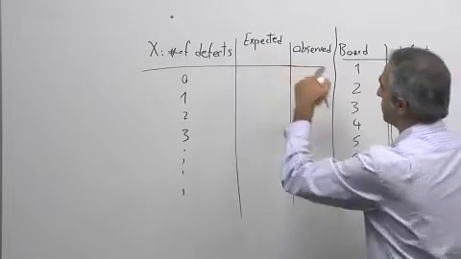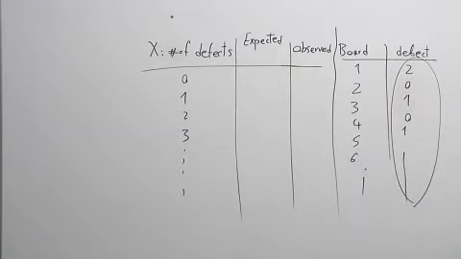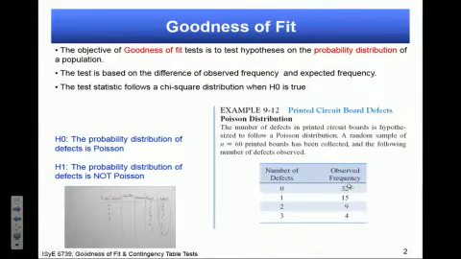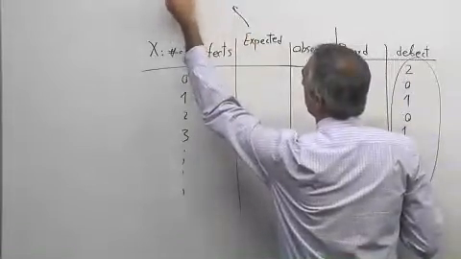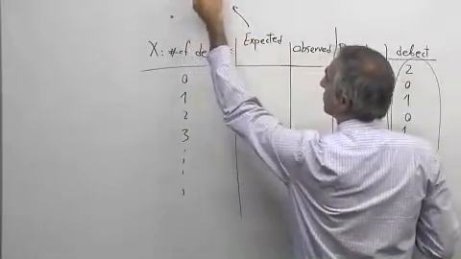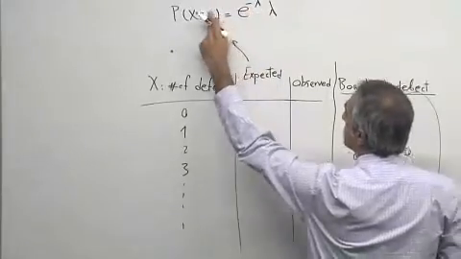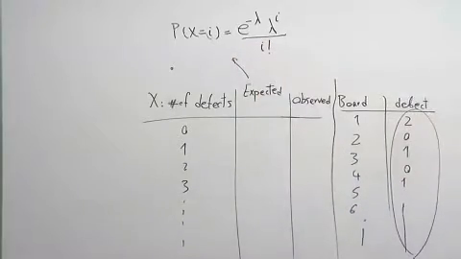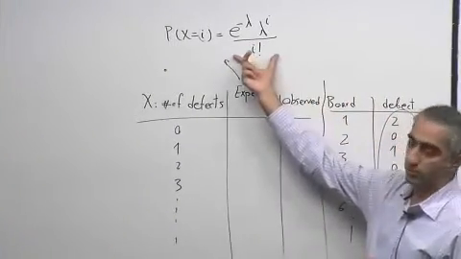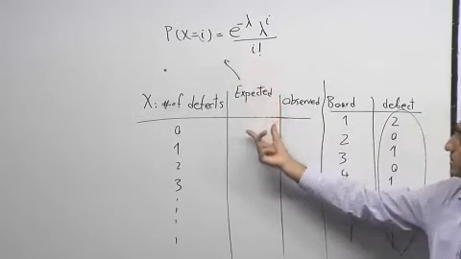How can I calculate the observed probability? That's easy. Why? Because I know out of 60, 32 are with no defects. So what is that probability? 32 divided by 60. So I can easily find observed probabilities. How about expected? For expected probability, I can find the probability of x equal to 0, for example, and use the Poisson PDF or PMF to find basically the expected probability.